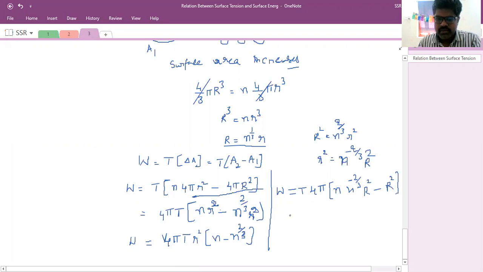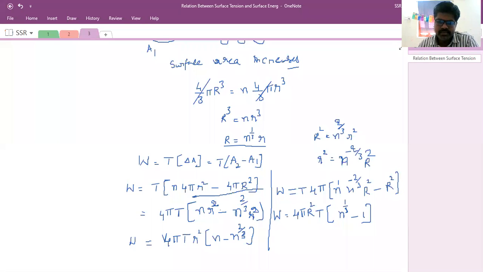Then now you can write this is 4 pi T into capital R square, you can write 4 pi capital R square into T, n power 1 into n power minus 2 by 3, that is n power 1 minus 2 by 3, that is 3 minus 2, n power 1 by 3, minus 1. This is in terms of capital R square. 4 pi T R square into n power 1 by 3 minus 1. Are you able to follow?